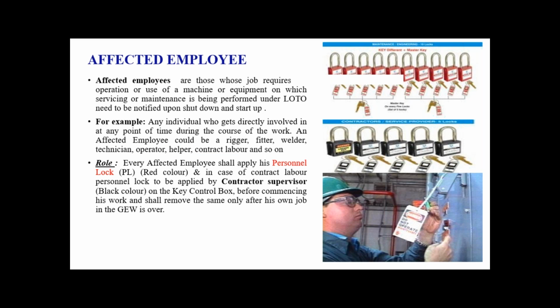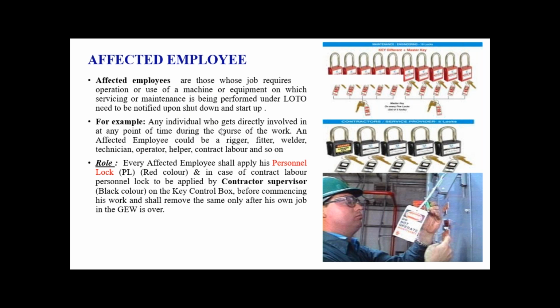Then the other terminology is affected employee. From the title itself, you can understand that if anything happens related to servicing or maintenance activity, the person who is going to be affected is the affected employee. The affected employees are those whose job requires the operation or use of machines or equipment on which servicing or maintenance is being performed under LOTO, and who need to be notified upon the shutdown and startup.